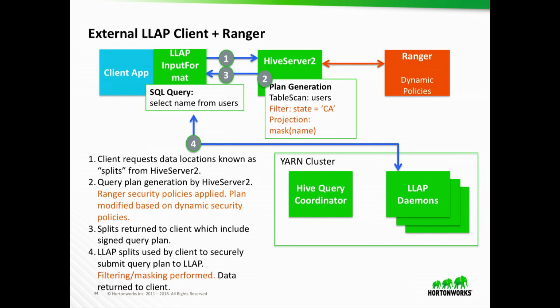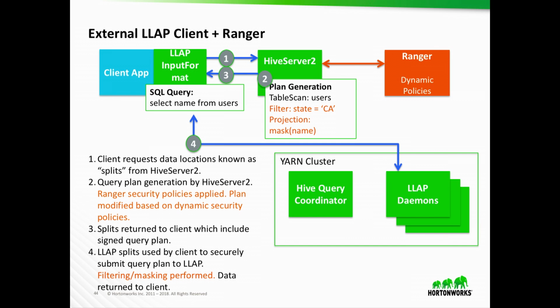That connector will go to the Hive Server 2, apply the policies by fetching those policies from Ranger, and then give back the signed plan, the splits really, to the client. The client now can directly go and talk to the LLAP daemons, right? There's no need to touch AMs or Hive Server 2 anymore.